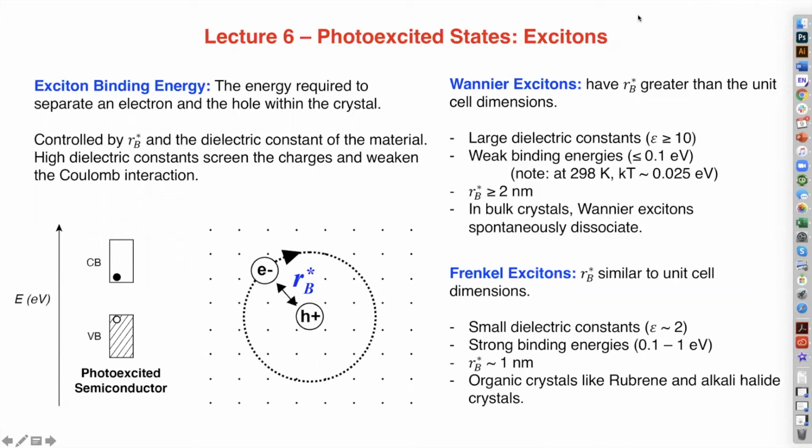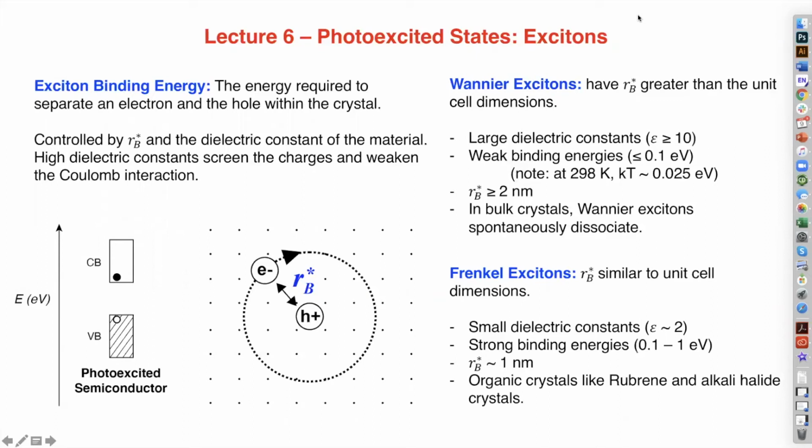So I've diagrammed one down there on the bottom left. You're used to seeing these transitions from valence to conduction band, but the product is two charged entities that are attracted to one another coulombically. So this gives rise to what's called an exciton binding energy, or the energy required to pull the electron and hole apart within the crystal. Okay, so this is another Coulomb type of problem. And so the relevant quantities here are the dielectric constant of the material and the spacing between them.